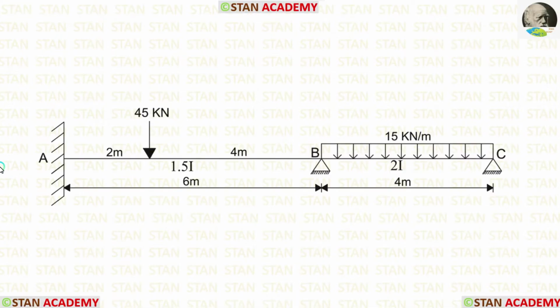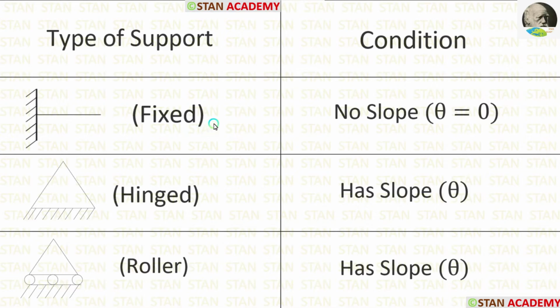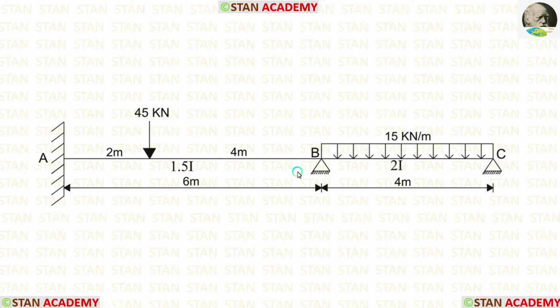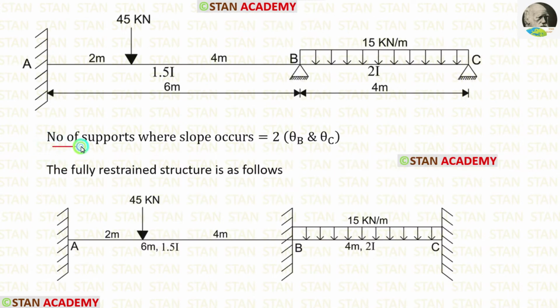In the stiffness matrix method, we have to find the number of supports in which slope can occur. Let us see the conditions. In the fixed support, there will be no slope. In the hinged support, there will be slope. And in the roller support also, there will be slope. In this beam, there are two hinged supports, at the point B and the point C. So, the number of supports where slope occurs is 2.